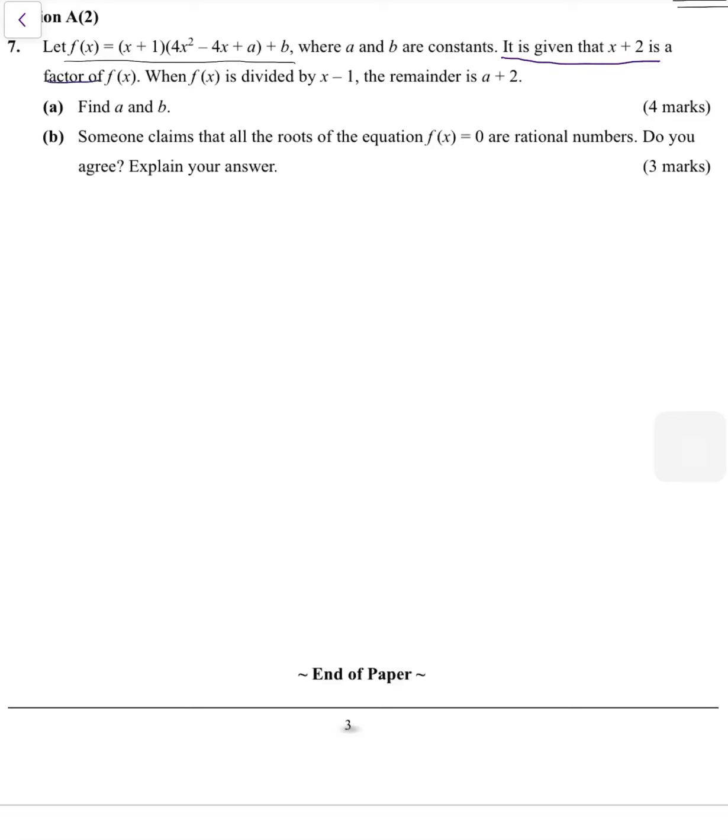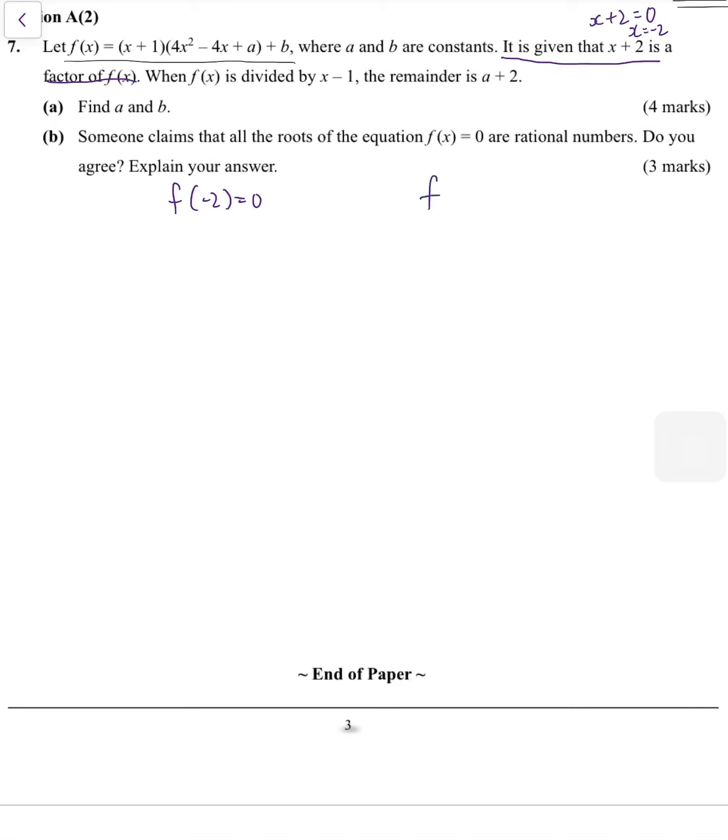In the first case, they told us that x plus 2 is a factor. With that statement, we should be able to write down f(-2) is 0. If you still don't remember how to get the negative 2, simply set x plus 2 equals 0 and move the number to the other side, and you know that x is going to be negative 2. So f(-2) is equal to 0.